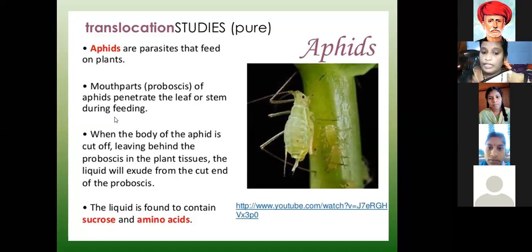Okay ma, the liquid is found to contain sucrose and amino acids. We know aphids suck. Aphids suck some liquid food content. We say sucrose and amino acids. These are also food materials from the plants. Carbohydrates. Okay ma, shall I move to the next slide?